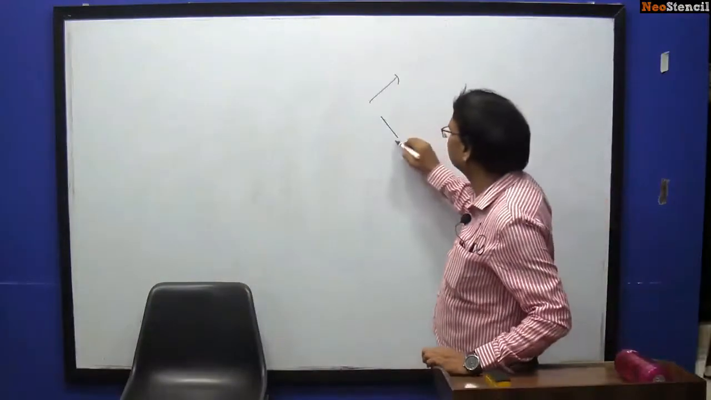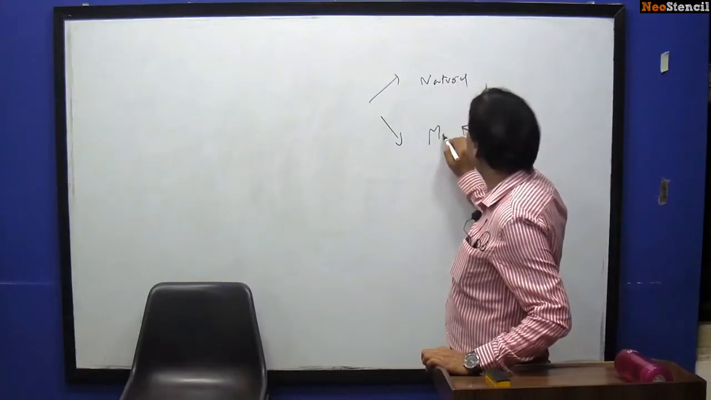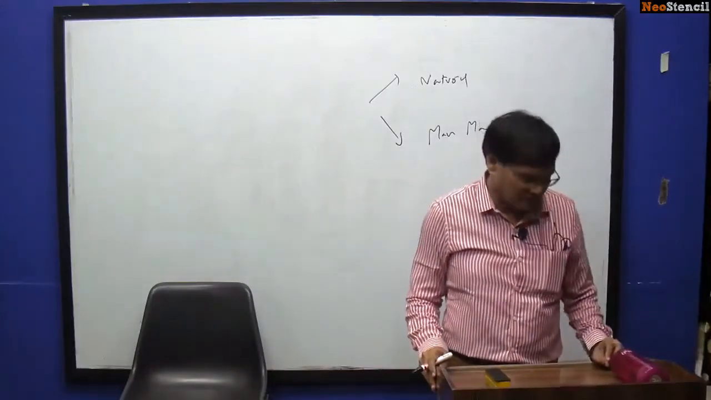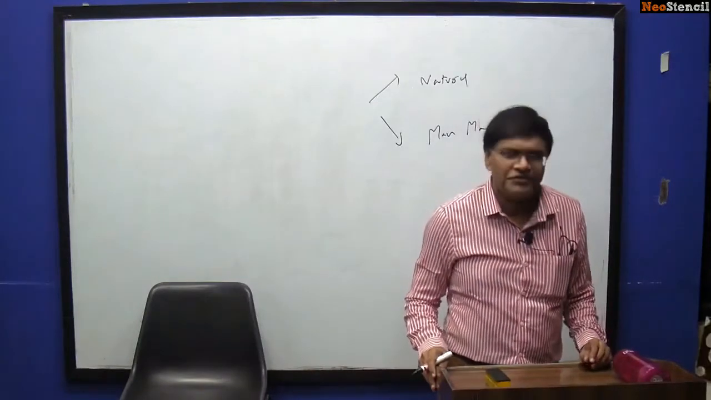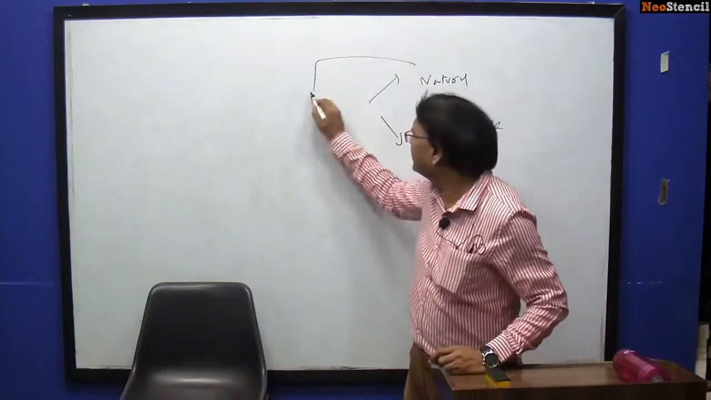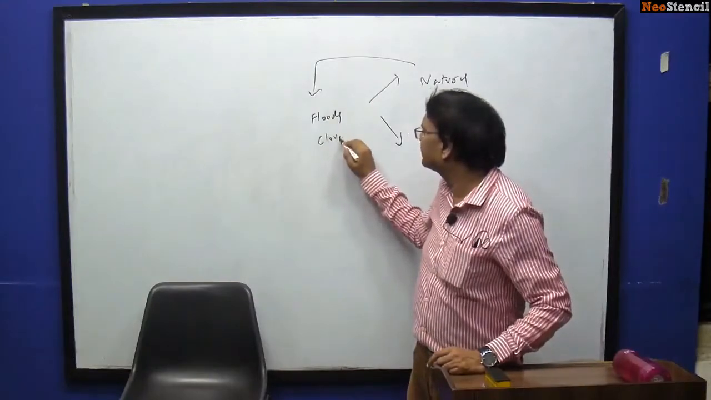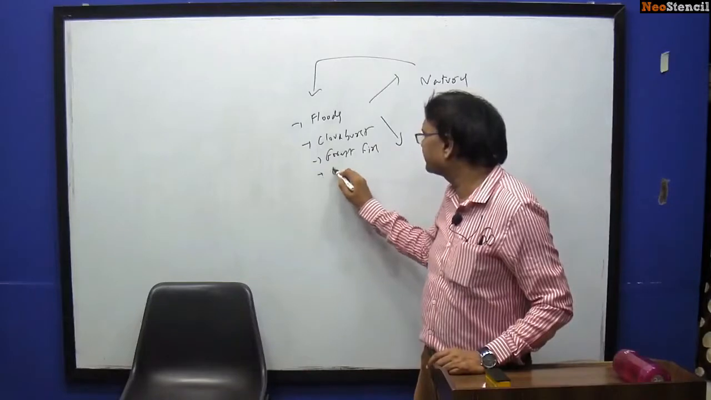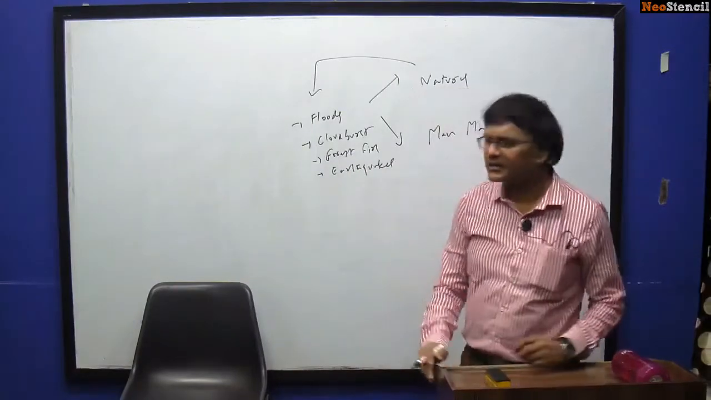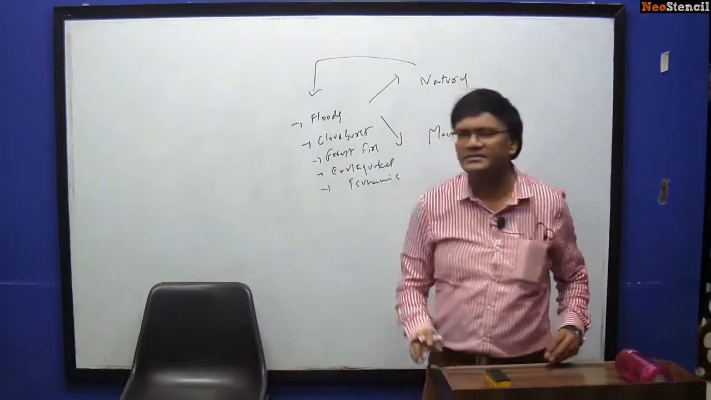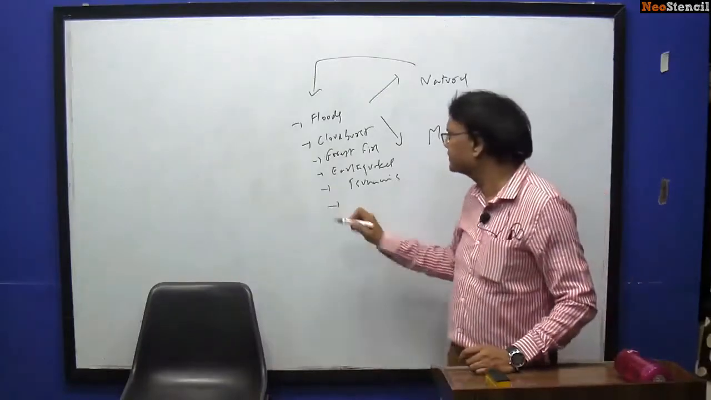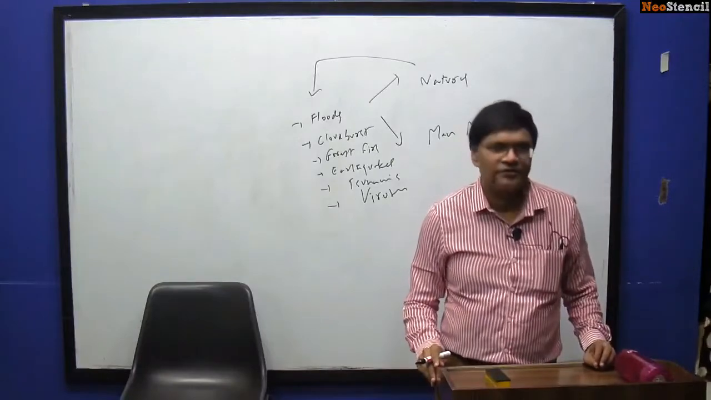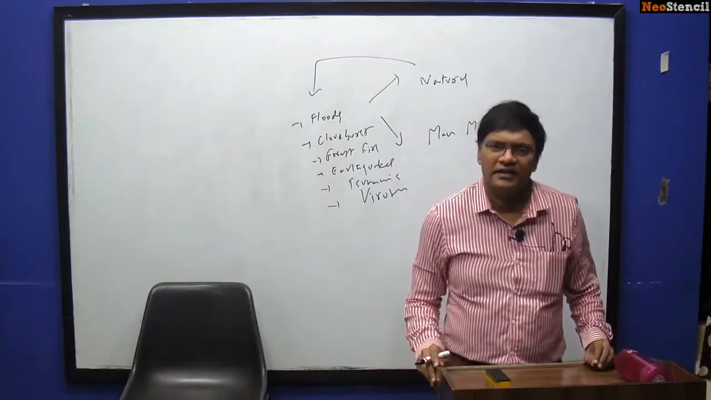Normally, we divide these disasters into natural disasters and man-made disasters. Natural disasters means those which are caused by nature, over which human beings have no control. Natural disasters like floods, cloudburst, forest fire, earthquakes, tsunamis, and the recent spread of viruses. These are all what we call natural disasters, over which we don't have any control.